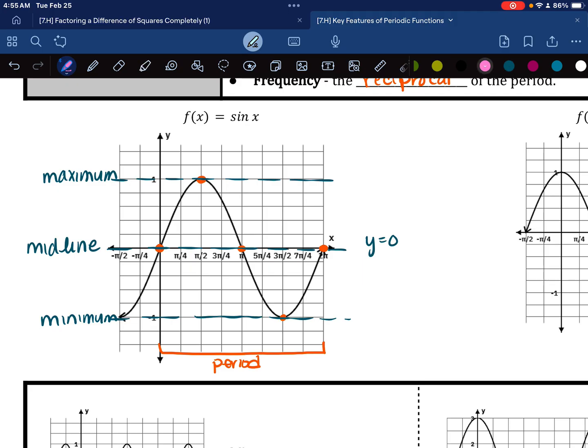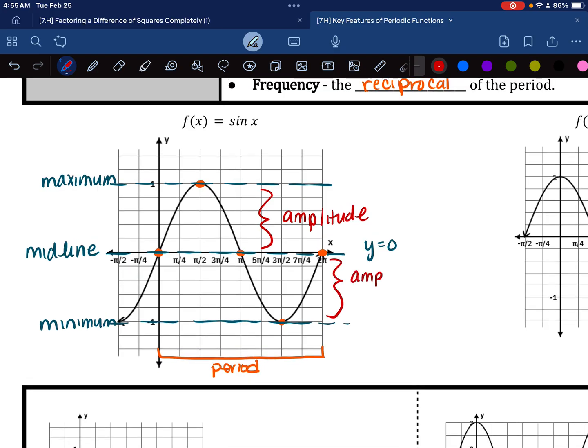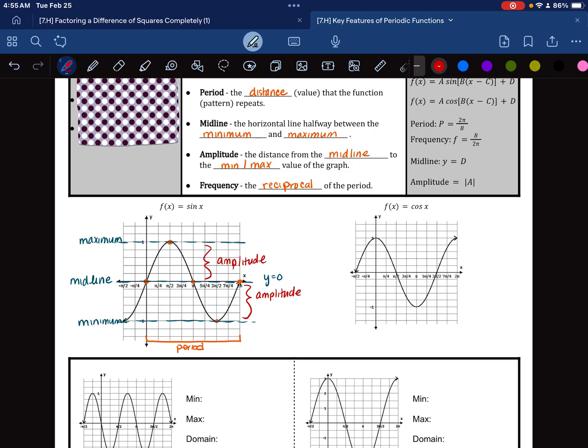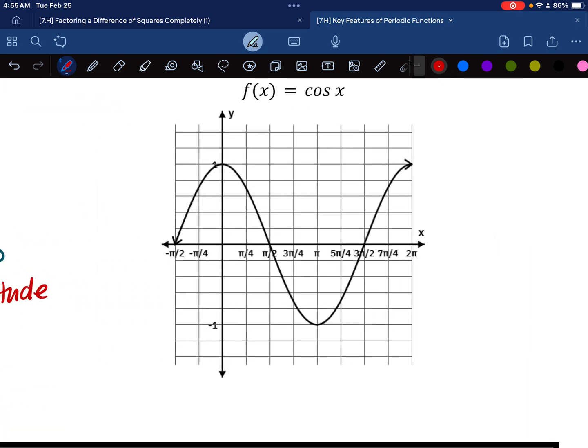Now the amplitude, I'll do it in red, I guess. The amplitude is the distance from the midline to either that minimum or maximum. The amplitude must be positive. Alright, so there's that one. I think I labeled everything. Okay, let's check for cosine.